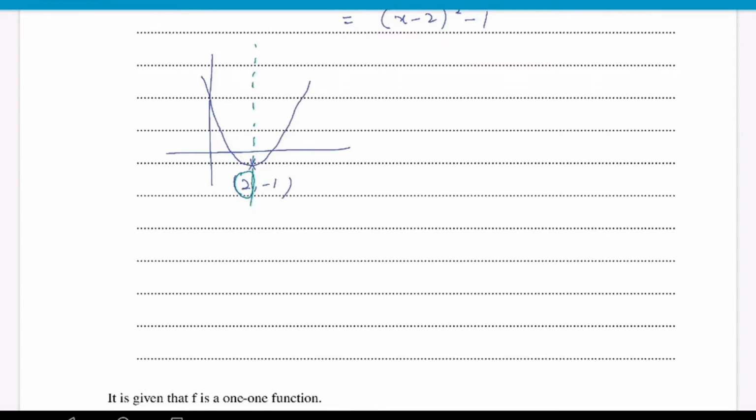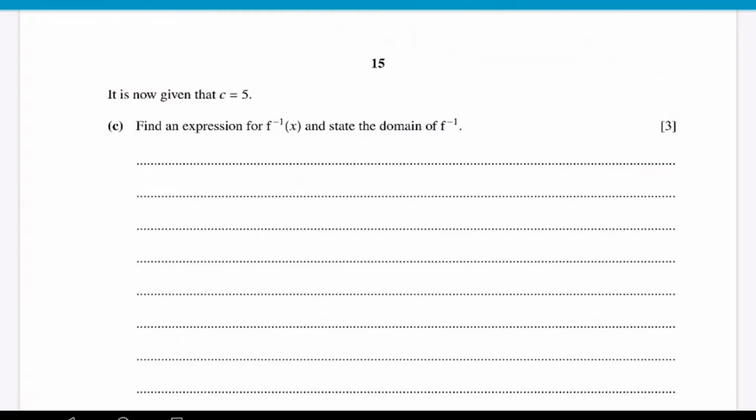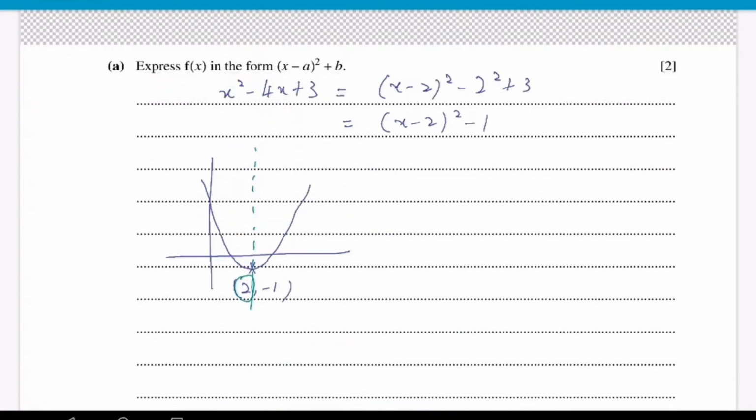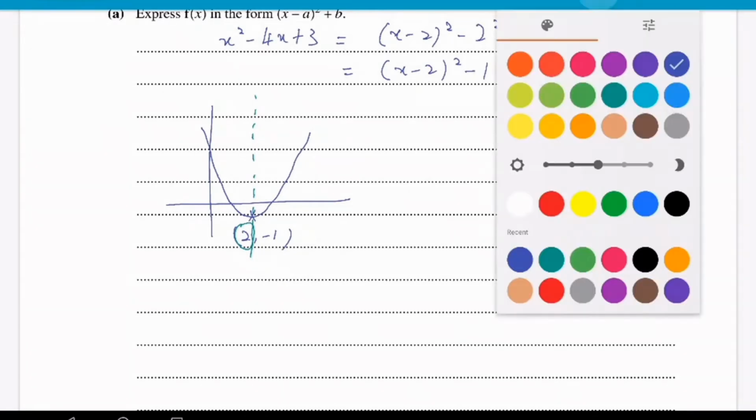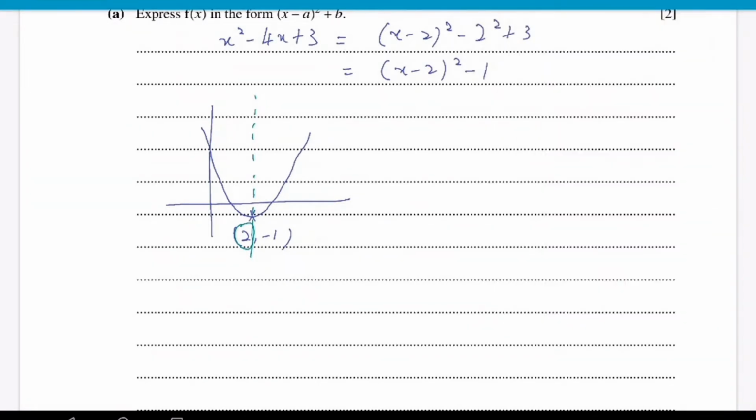So if you look at the next part, now given that the c is equal to 5, find an expression for f inverse and state the domain of the f inverse. This is a similar question again. So the c is 5. If the c is 5 here, the function is from here onward. So this is our function when c is equal to 5.